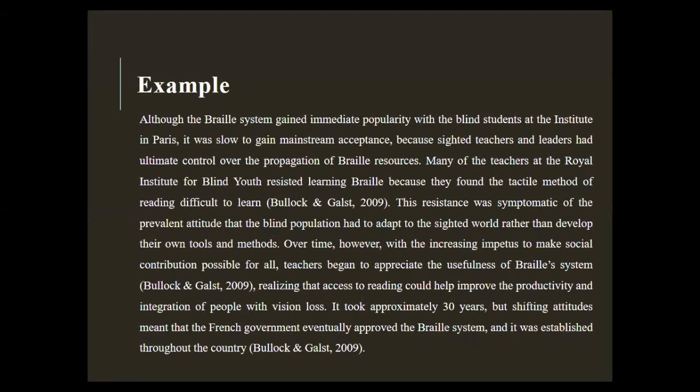Many of the teachers at the Royal Institute for Blind Youth resisted learning Braille because they found the tactile method of reading difficult to learn. So why did many of the teachers at the Royal Institute for Blind Youth resist Braille? Because they found that this method of reading was difficult to learn. This resistance was symptomatic of the prevalent attitude that the blind population had to adapt to the sighted world rather than develop their own tools and methods. So there was this general attitude that the blind population must adapt themselves as per the sighted world. They shouldn't have their own tools and methods, but they should adapt themselves.